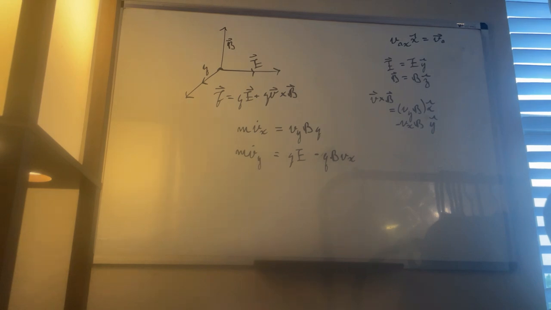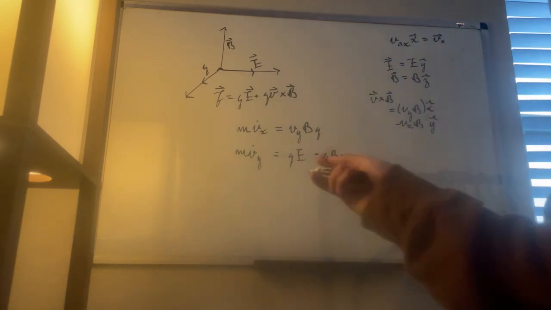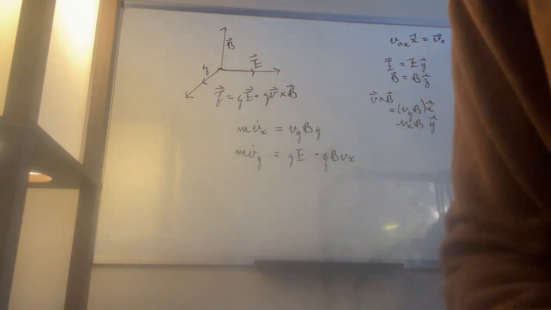Now, I'll leave it to you to see that there's going to be nothing in the z hat direction. If you solve the differential equation for the z hat direction alone, all you get is another constant velocity equation. So these are the two main equations that we are primarily concerned about.